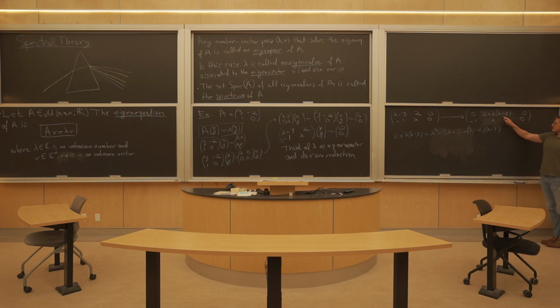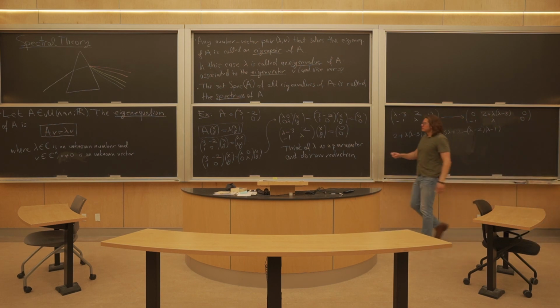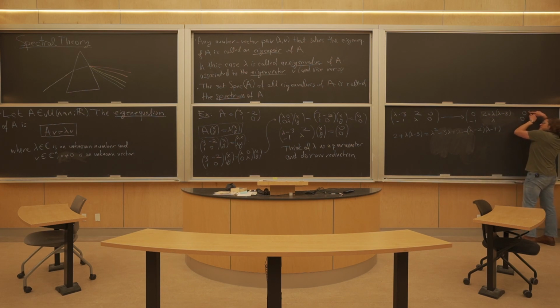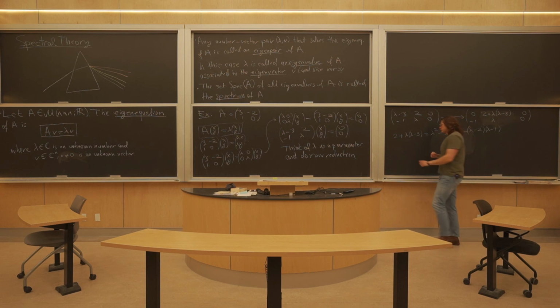Unless this entry is 0, this system would be inconsistent, right? Because this is 0, which means that in order for this equation to have a solution, it must be the case that if you have 0 on the right-hand side, every other entry is also 0. Okay?